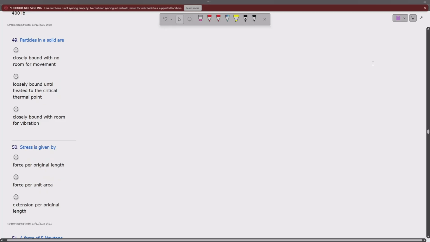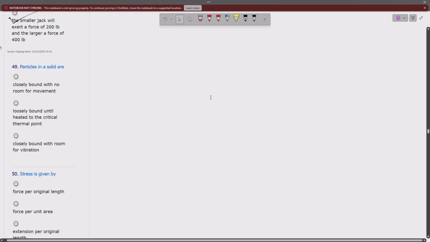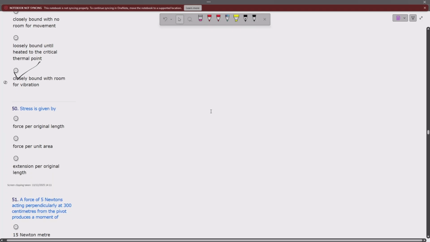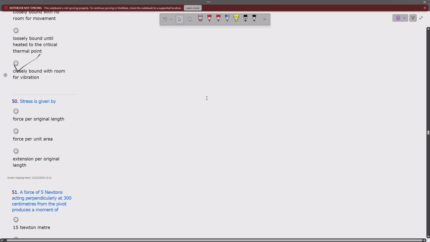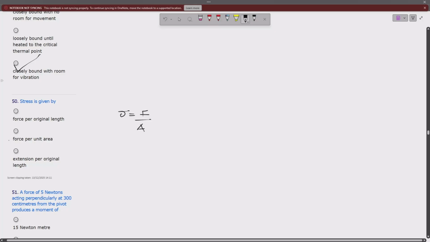Question 49. Particles in a solid are closely bound with room for vibration. That is it. 50. Stress is given by force over area. That is force per unit area.